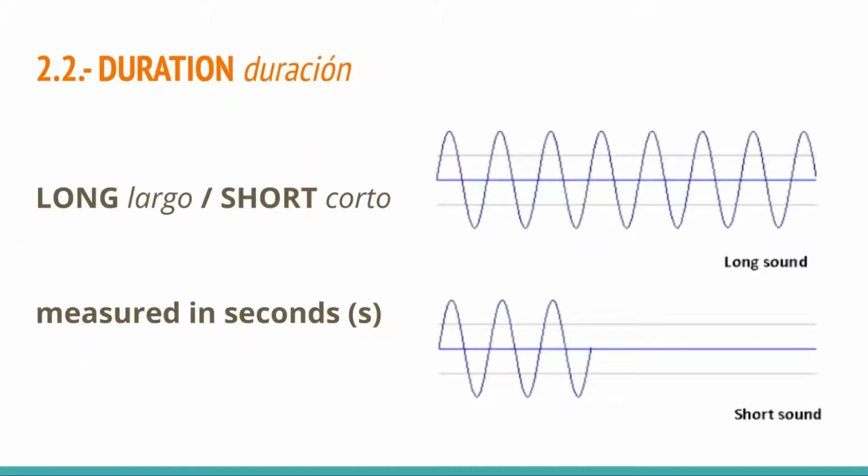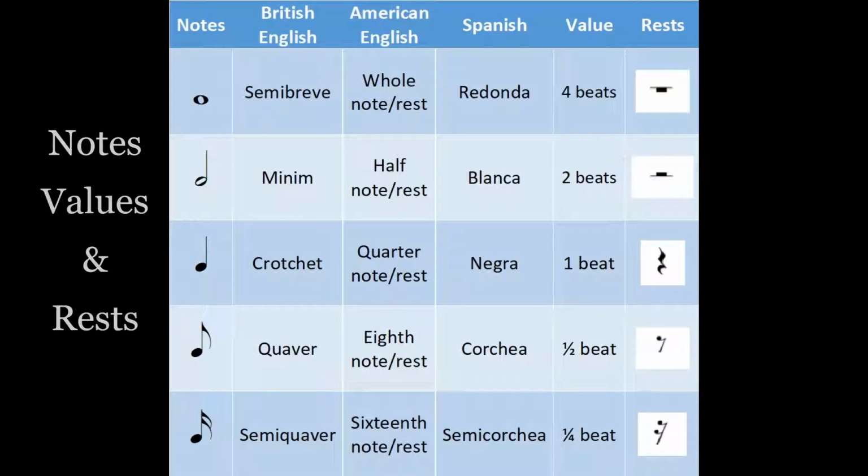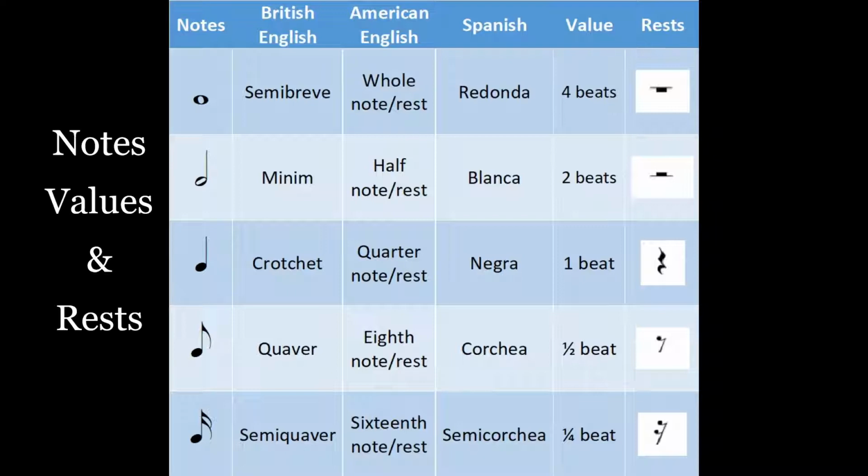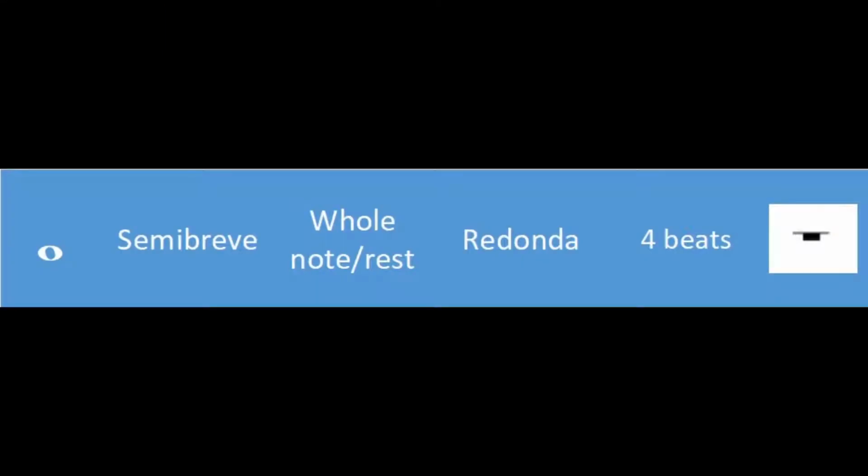2.2. Duration. This is the characteristic of sound that tells us the difference between a short sound and a long sound. It is measured in seconds. In music, we represent sound duration with note values and silence with rests. Note values and rests have different names in British English and in American English. In British English, it's called semibreve or semibreve rest, while in American English, it's called whole note or whole rest.